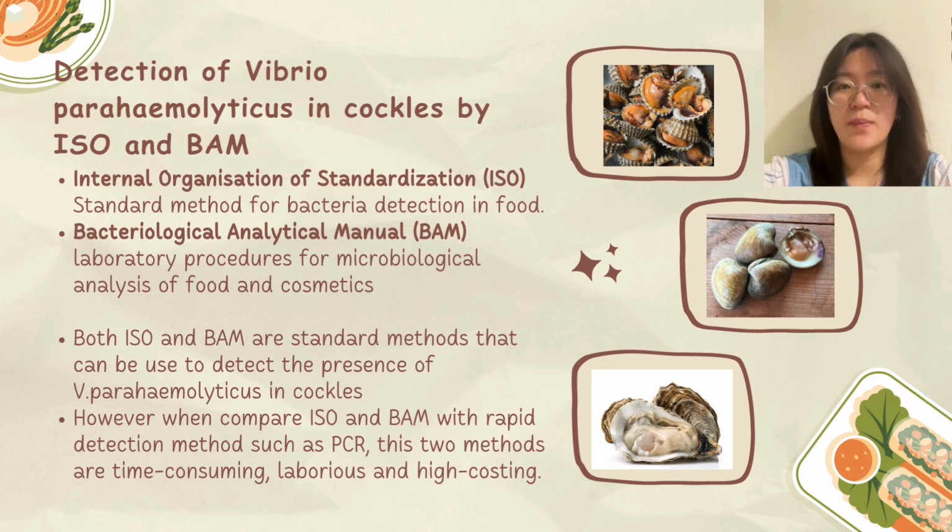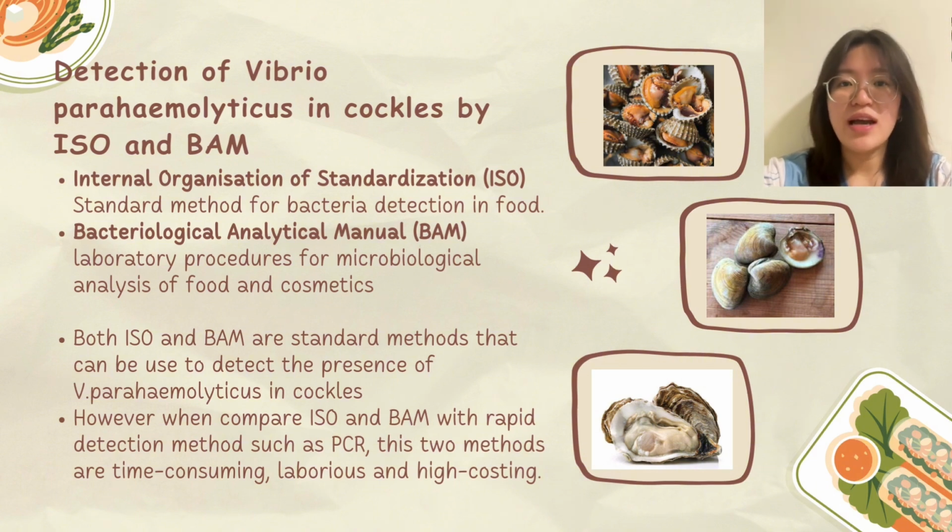Hi, my name is Ijin and I'm going to talk about detection of Vibrio parahaemolyticus in cockles by ISO and BAM. International Organization for Standardization, which is ISO, is the standard method for bacteria detection in food. Bacteriological Analytical Manual (BAM) is a set of laboratory procedures for microbiological analysis of food and cosmetics. ISO and BAM are standard methods that can be used to detect the presence of Vibrio parahaemolyticus in cockles.